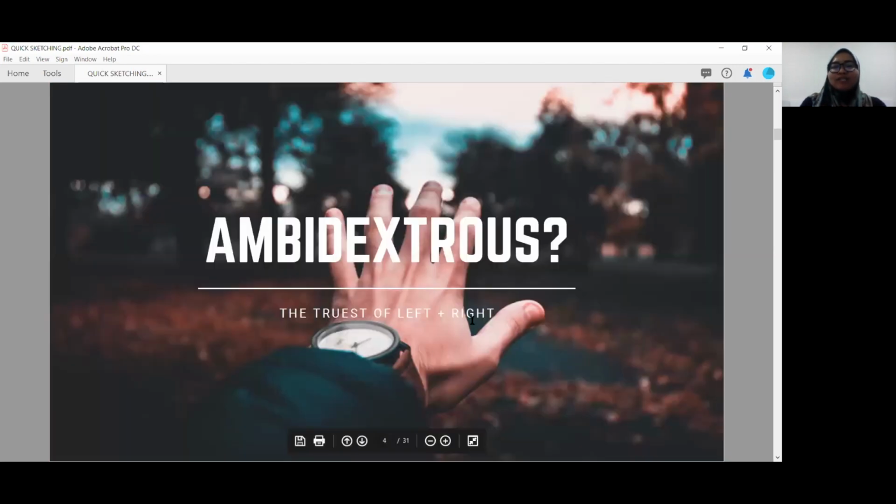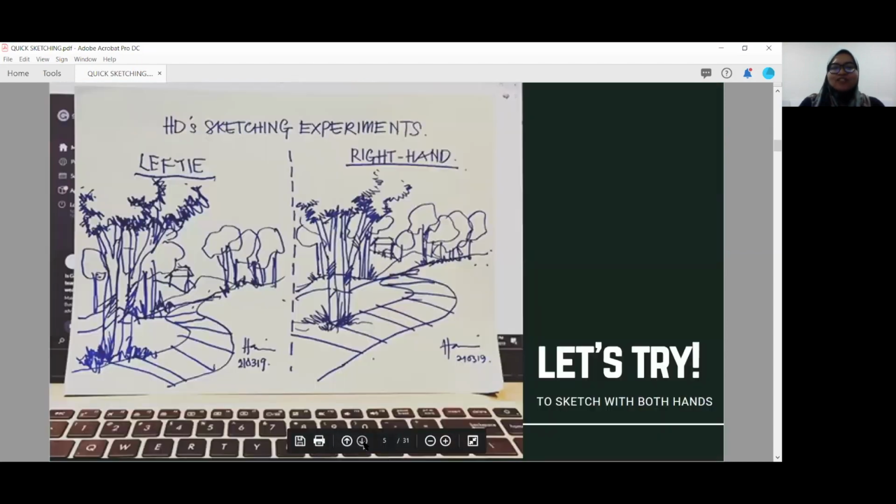Ambidextrous. Have you heard this term before? If you haven't, ambidextrous is the truest of left and right. We have left and right side brain just now, but ambidextrous is when you can use your right hand and also left hand to do the same thing both at the same time. That means you are right-handed and also left-handed. Very capable, right?